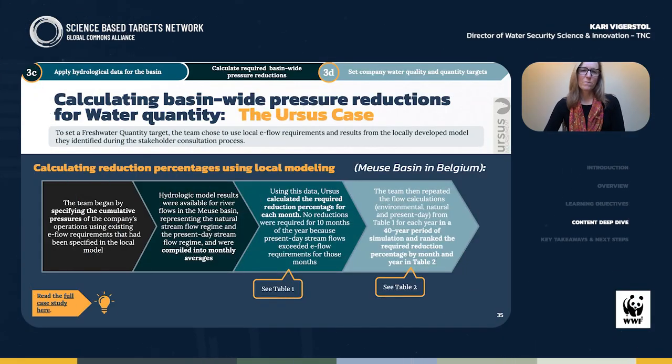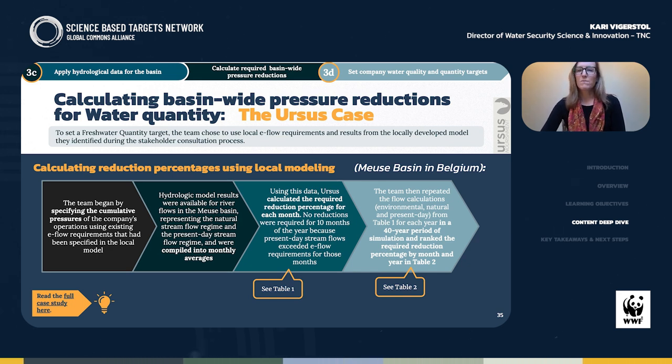As discussed before, following stakeholder consultation, the URSUS team decided that local e-flow requirements and results from a locally developed model were available for the Meuse Basin in Belgium. Therefore, the team chose to set a freshwater quantity target using these tools and the back calculation from the existing results approach. Because accessing model results requires special technical expertise, the team engaged with a technical consultancy to assist it.